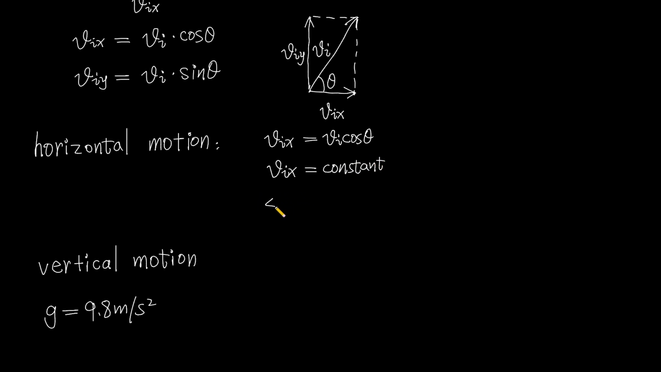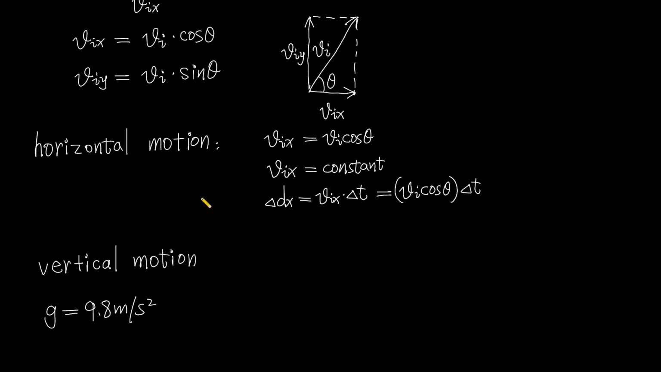Now, the horizontal displacement just equals the initial velocity for the horizontal motion Vix multiplied by delta t, the time interval. And because the horizontal velocity equals the initial velocity multiplied by cosine theta, here it is like this way: initial velocity multiplied by cosine theta, now multiplied by time interval delta t.